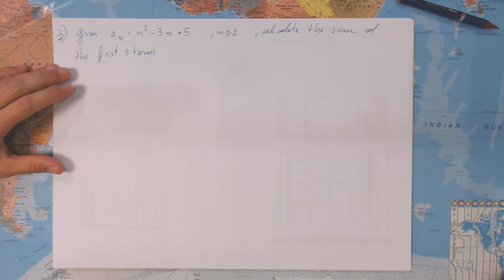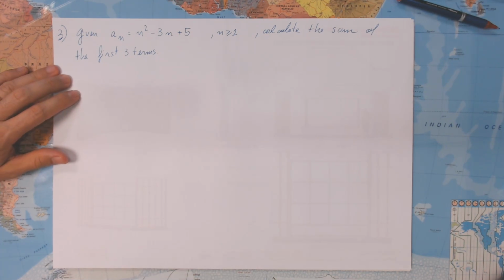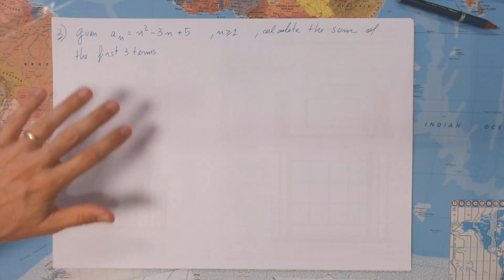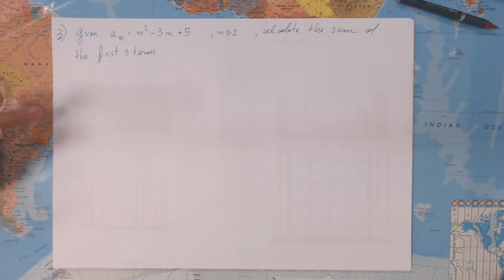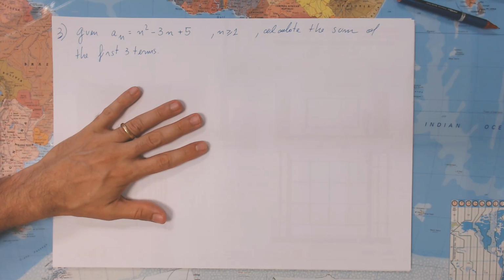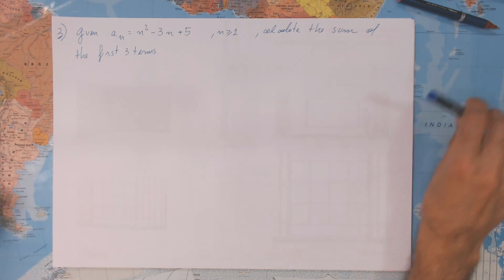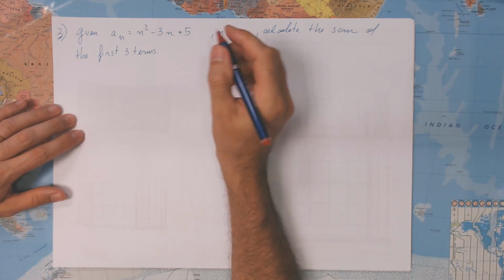Of course, I could have asked the sum of the first 5, but we just got an idea, okay? If you got the first 3, you can get the first 5. So again, pause the video, think a little bit, and then we continue. Okay, let's solve it.